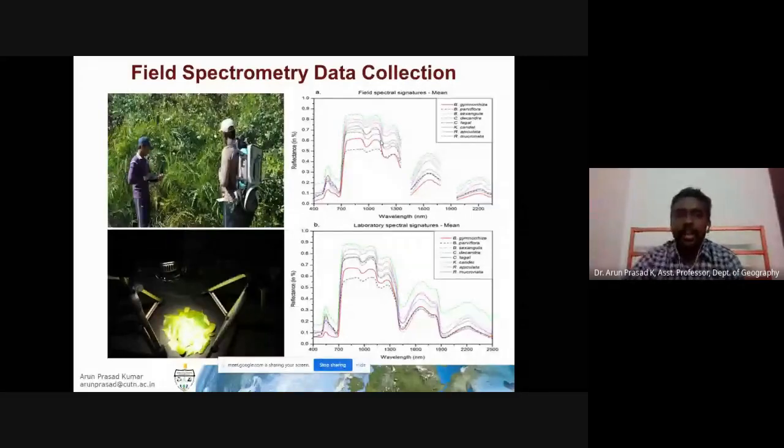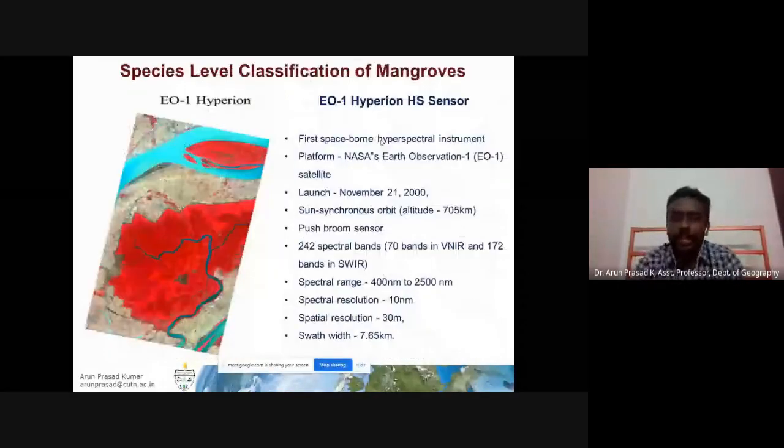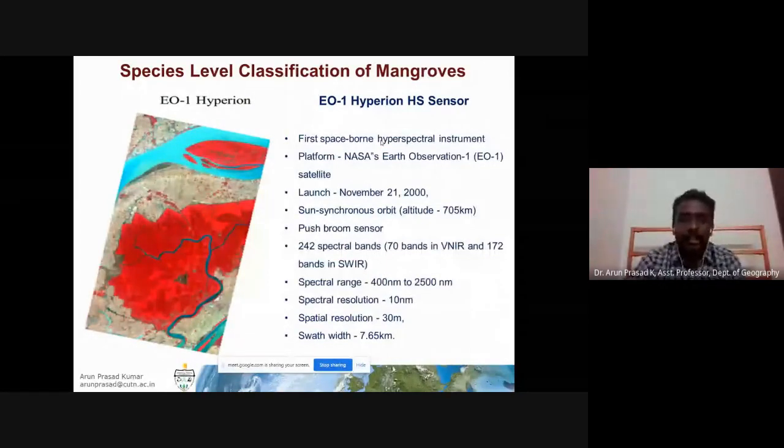This is the Earth Observing-1 Hyperion hyperspectral sensor, and this is some specification we have seen earlier. This sensor has 242 spectral bands, and this data was collected in November 2000 at a spatial resolution of 30 meters. So each pixel in this image covers a ground resolution of 30 meter by 30 meter.